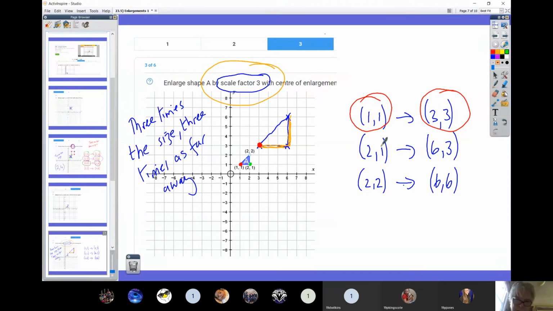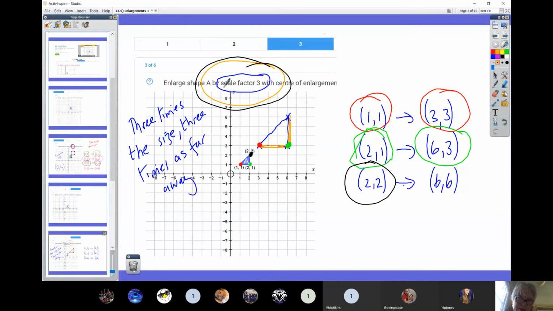That coordinate is 2, 1. Go and multiply that by 3 because it's scale factor 3. That particular bottom right-hand corner moves to 6, 3. Okay, and then just for completeness, what about the top right-hand corner of the triangle? It starts off at coordinate 2, 2. Because it's scale factor 3, we triple that to 6, 6. And there's our final point.